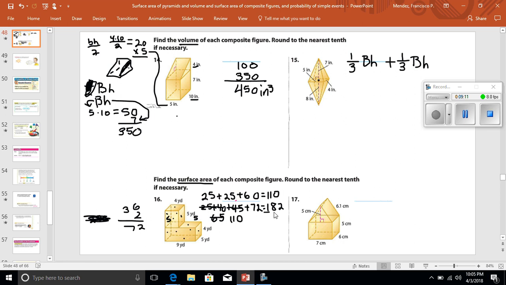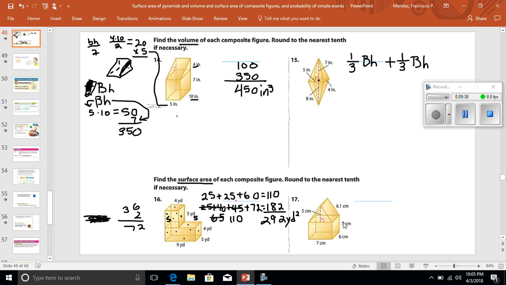Now we add the two surface areas together, and we see we're going to get 292. And this time we're talking about yards, so it's 292 yards, and this is not a three-dimensional thing we're finding, it's two-dimensional, so it's going to be squared.